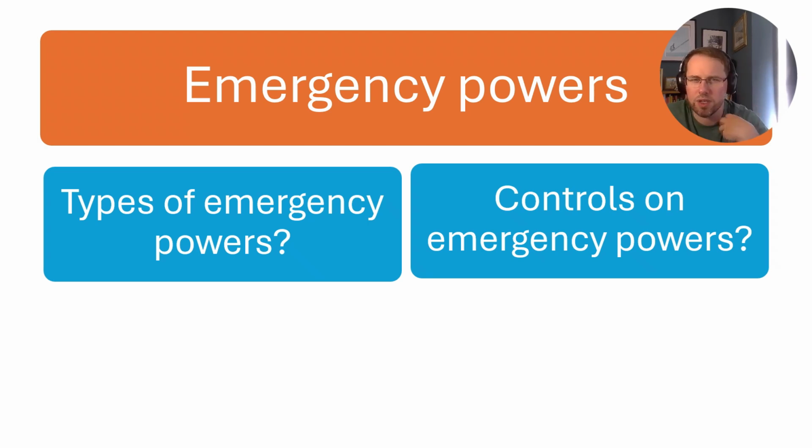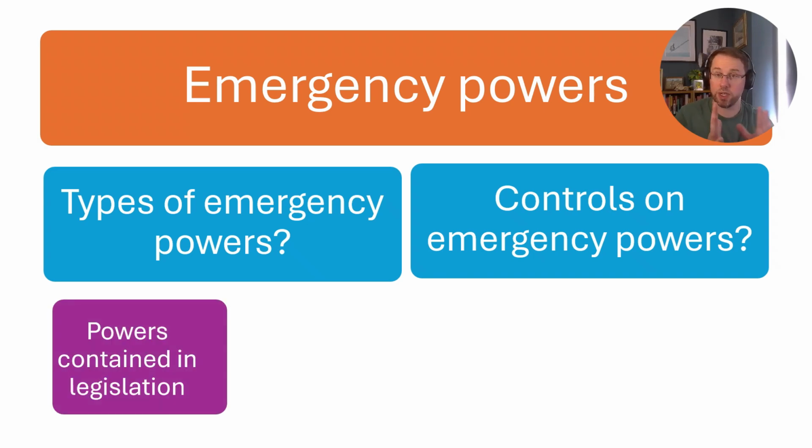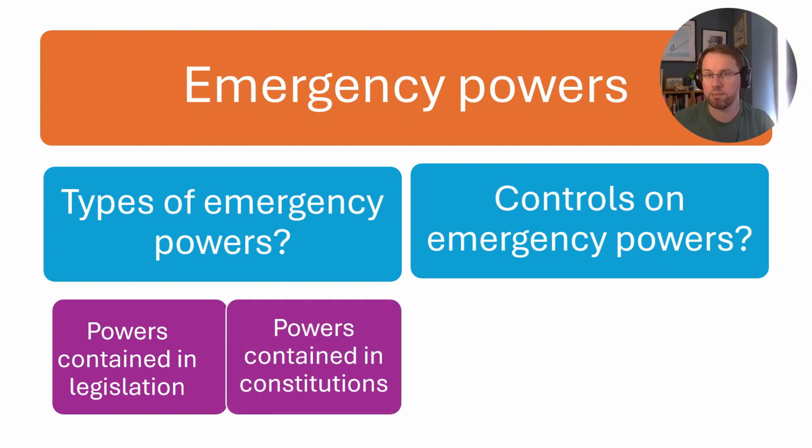So maybe my focus, as a result of my interest, is driving me towards looking at controls on emergency powers. In terms of types of emergency powers, well, maybe we could look at powers that are contained in legislation, or maybe we could look at powers contained in constitutions. Maybe we could explore the differences between the two. What are the advantages and disadvantages of one over the other? That might be one avenue in which we go down.